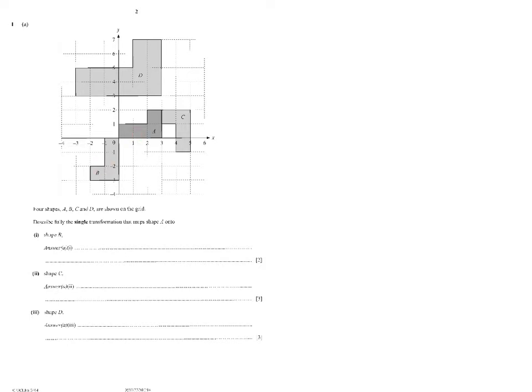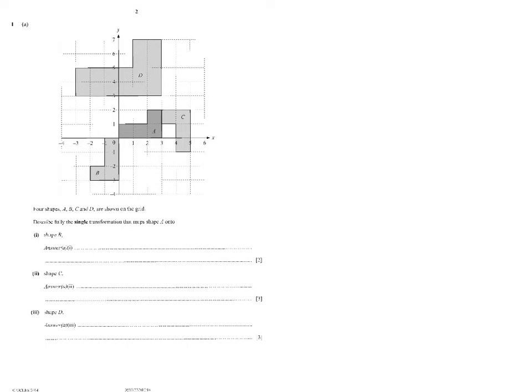A onto B. Now it looks as if it is a rotation. However, if you would rotate A, it will not go exactly on top of B, because the L for B is mirrored. You see that? So if you would rotate shape A, the L will look like this. Okay, so it's not a rotation.